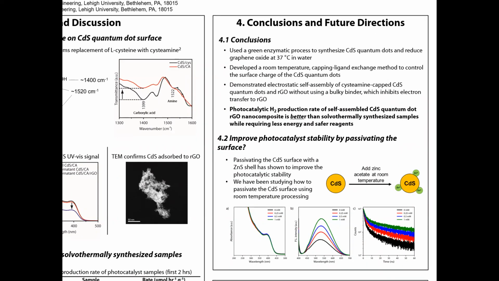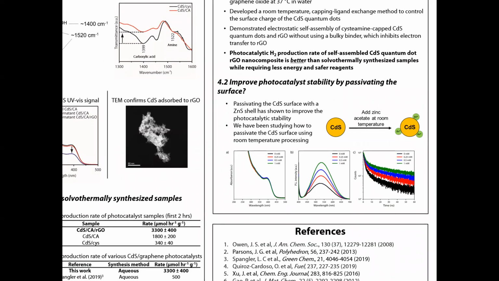In conclusion, we have shown that through low-temperature aqueous biomineralization and ligand-driven assembly, we can synthesize a cadmium sulfide reduced graphene oxide hydrogen evolution photocatalyst with performance competitive with similar photocatalysts synthesized through high-temperature means. Future work includes improving the stability of the biomineralized photocatalyst by reducing the corrosion rate of cadmium sulfide by passivating its surface with an insulating shell.